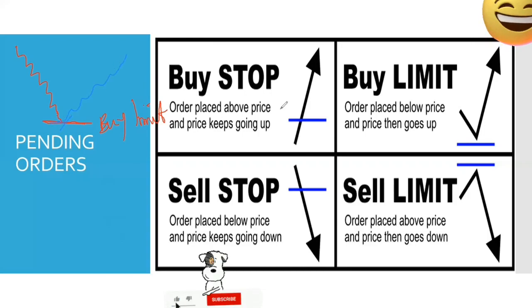Do you understand? So that's why it is called an order placed below the current market price, and price then goes up. Market is coming down, fine, but you place an order right beneath it, so that as the market is coming down, it should not take you for a sale. Rather, you are very sure that it will not break this support. It will not break this floor.